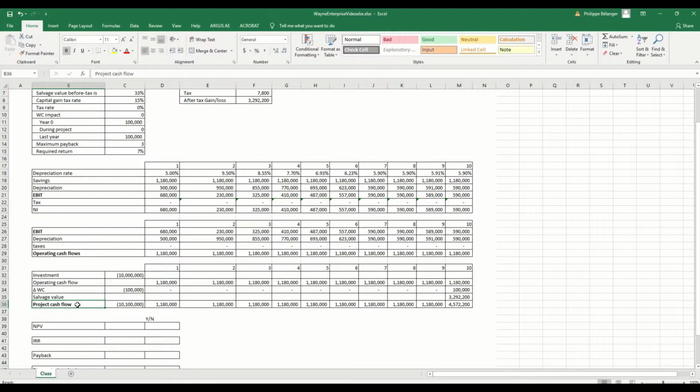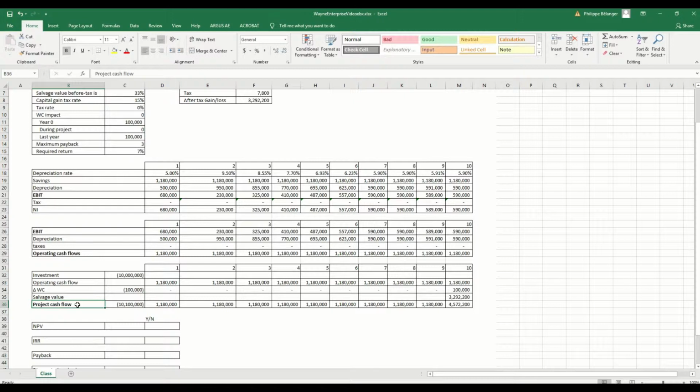So in a project, you have multiple cash flows. In this case, they are all the same, but it will not always be like that. So you have different cash flows. And what do we do with those cash flows? We have to decide, are we going forward with this project or not? So we have to make a decision.